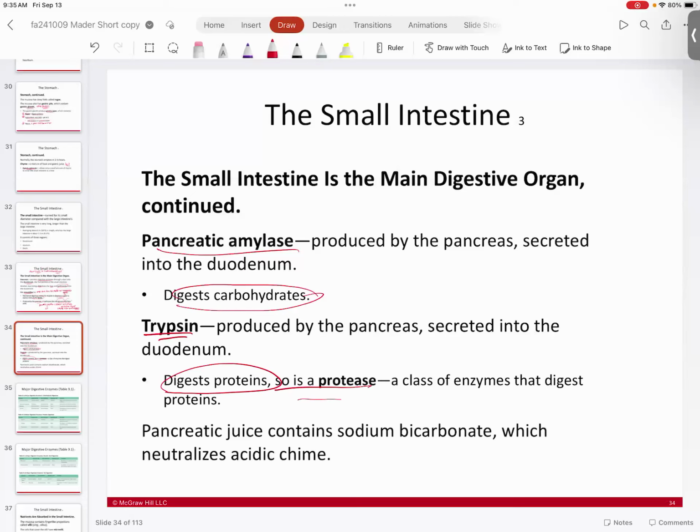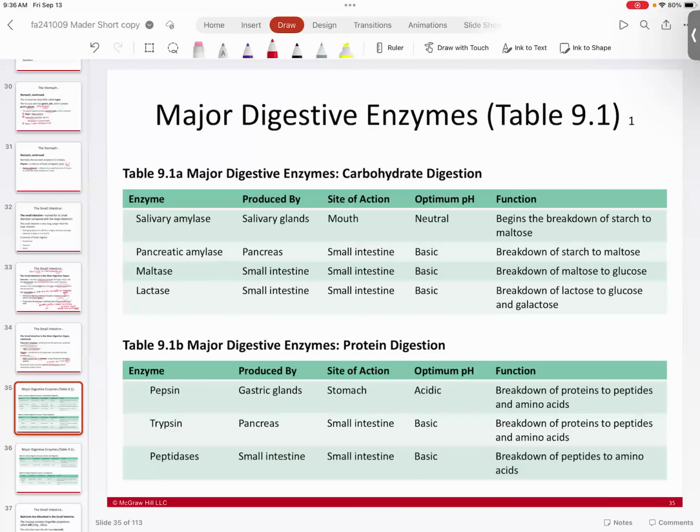And in that pancreatic juice, you have sodium bicarbonate, which is basically like baking soda. This is what causes it to be alkaline. So sodium bicarbonate is the same thing as baking soda, and that will neutralize your chyme.